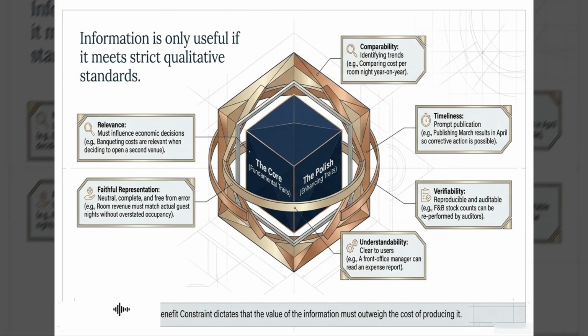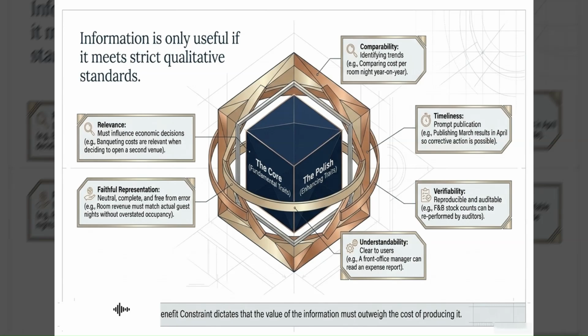Note that these four are applied together and none of them outranks another. You should not trade timeliness away for perfect verifiability, or sacrifice comparability to make a report easier to read. You aim for all four, and where they pull against one another, you exercise judgment.